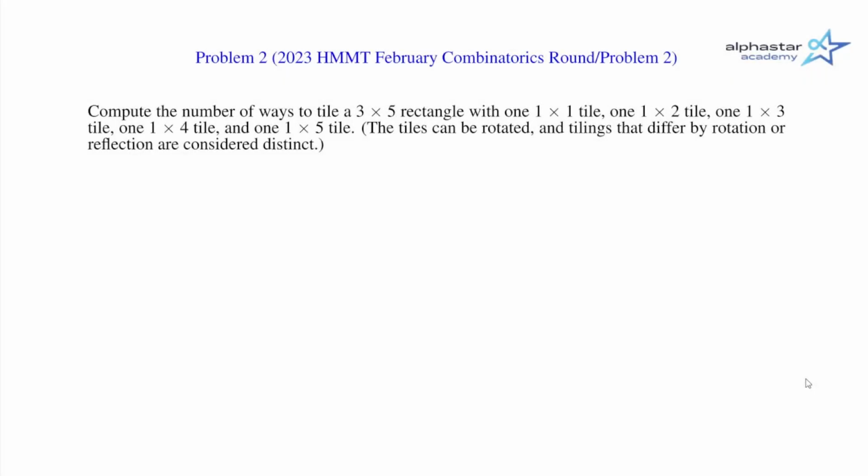Problem number 2, HMMT February Combinatorics Round, problem number 2. Compute the number of ways to tile a 3x5 rectangle. Let's draw that. So a 3x5 rectangle looks like this.